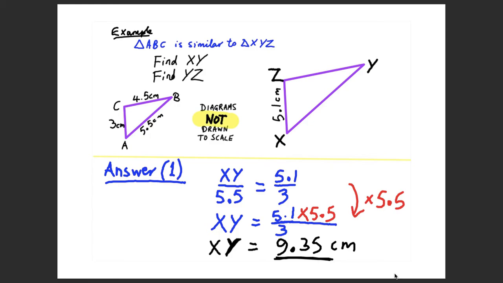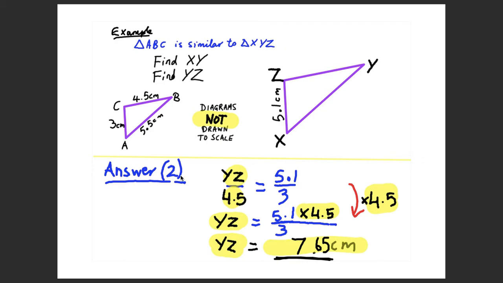Okay, so moving on now, here's answer number 2. So a little bit messy because we did it in class and somebody came up to the board, but to find out YZ, you've got to say YZ divided by 4.5 equals 5.1 divided by 3. This divided by this is going to be the same as this divided by this.